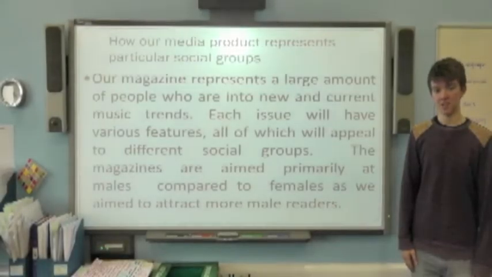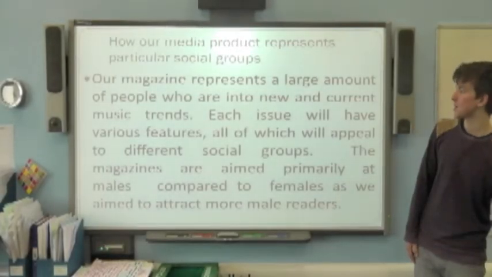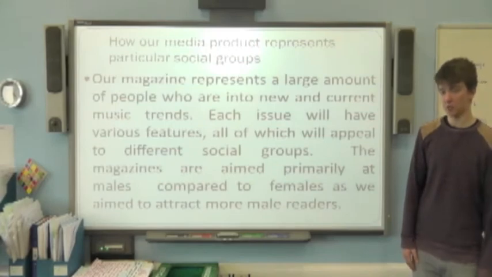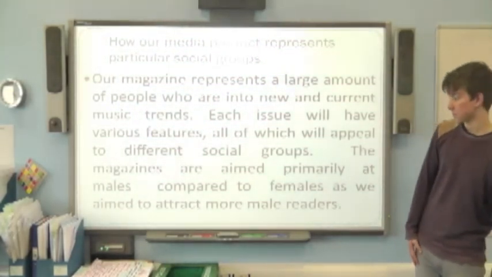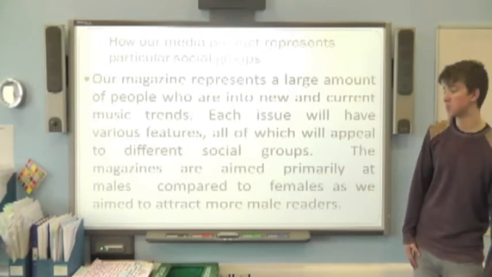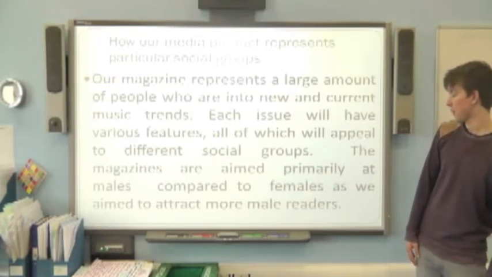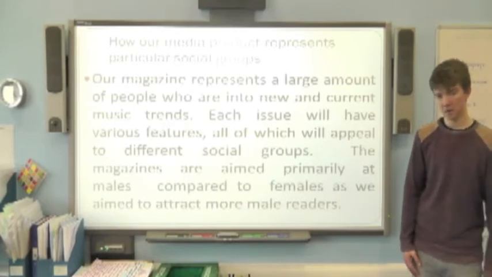Our media product represents certain social groups. Our magazine represents a large amount of people who are into new and current music trends. Each issue will have various features, all of which will be aimed at certain social groups. The magazines are primarily aimed at males compared to females, as we aim to attract more male readers.